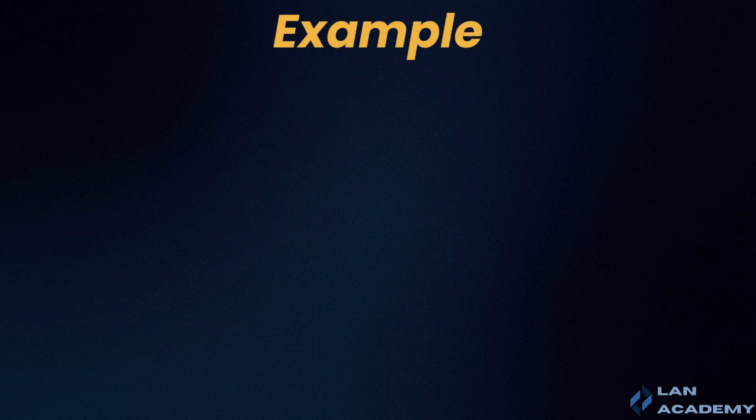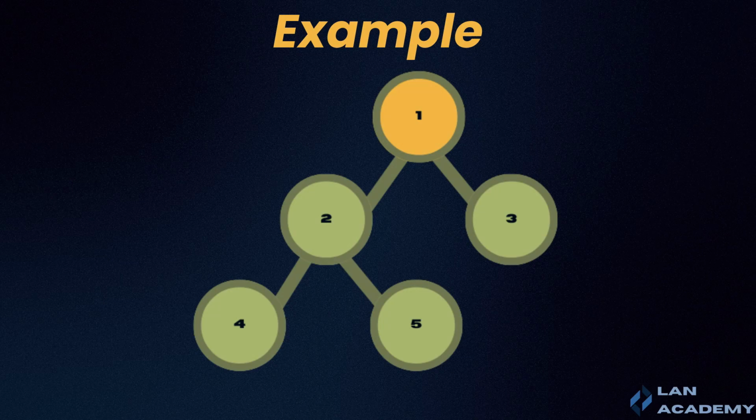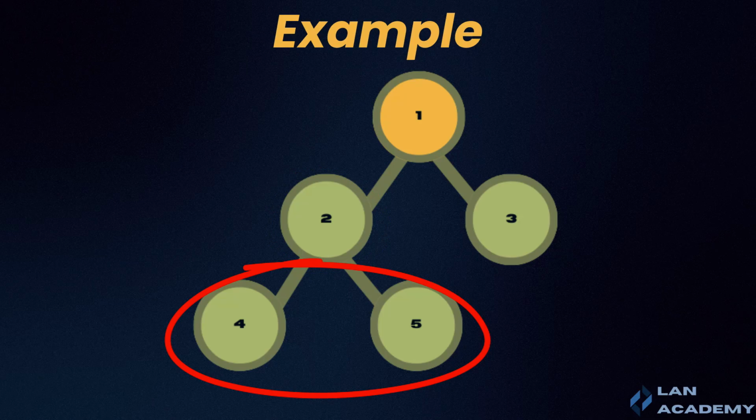Now, let's take a look at an example to better understand this algorithm. Consider a binary tree structured as follows. To find the maximum depth of this tree, the function will start at the root node of value 1 and make recursive calls to explore its left and right subtrees. For the left subtree rooted at node 2, it will further explore nodes 4 and 5. Both nodes 4 and 5 are leaf nodes, so the depth for these nodes is 1.